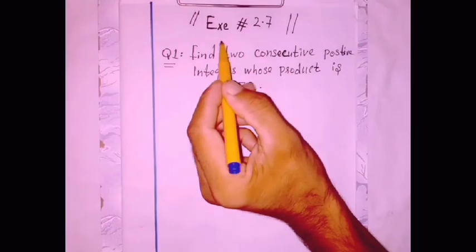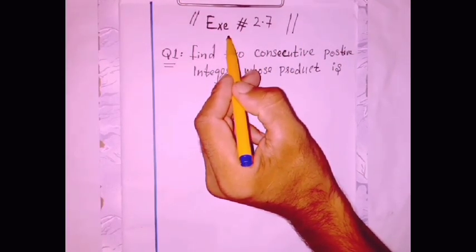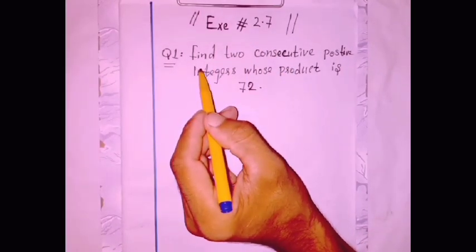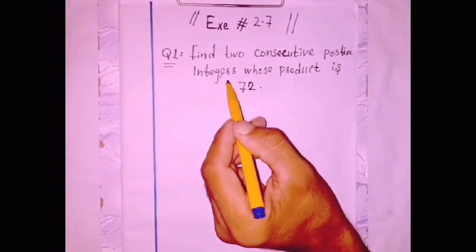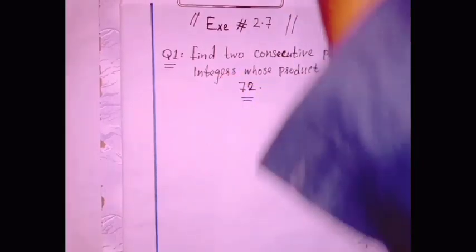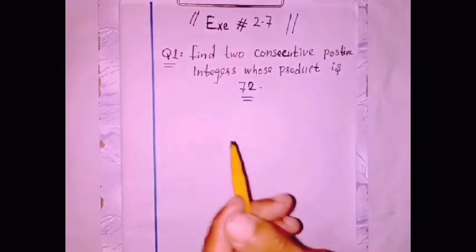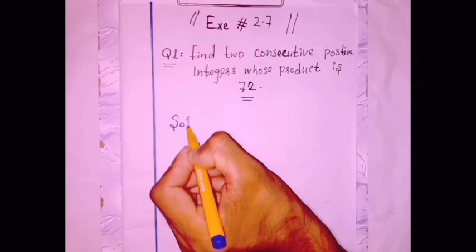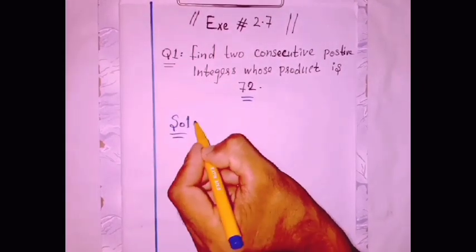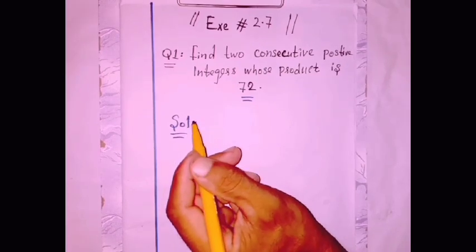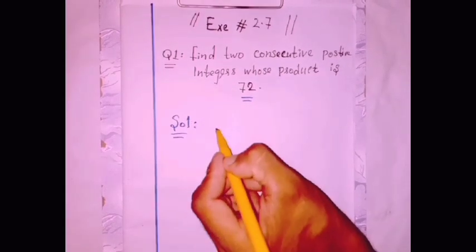In this video I'm going to discuss exercise 2.7. Here we have question number 1. Find two consecutive positive integers whose product is 72. Here we are given a question. We have to find out two consecutive positive integers whose product is equal to 72.